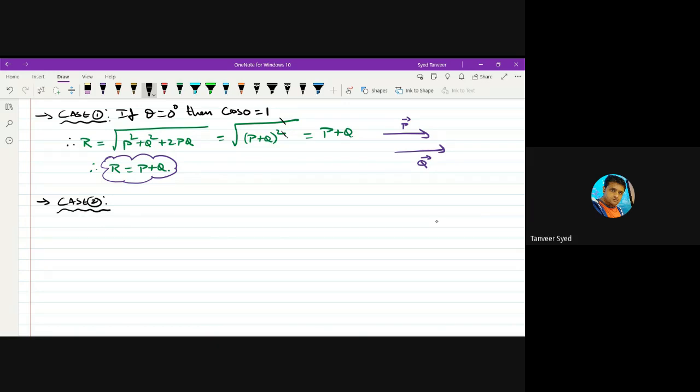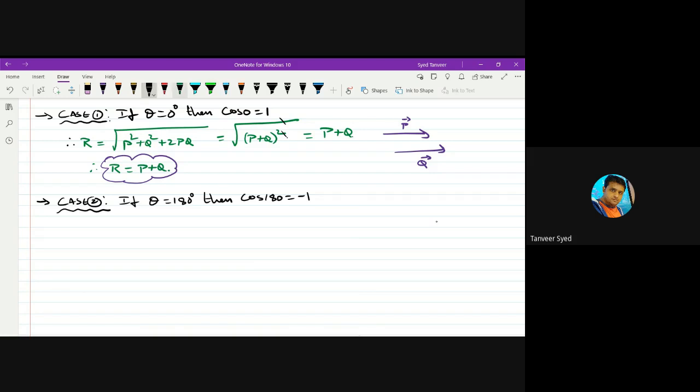Case 2. If theta is equal to 180 degree, then cos 180 will be minus 1. I think you might not have got this yet in your trigonometry. You'll get it in the coming classes. You know values only up to 0, 30, 45, 60. If you know that, very good. So cos 180 will be minus 1.